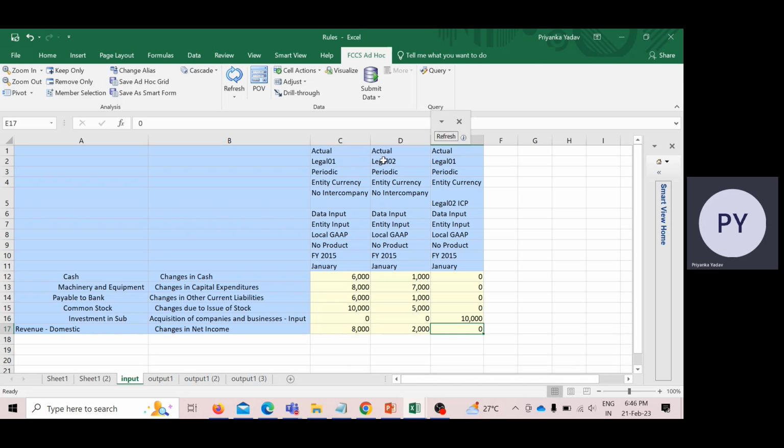These entities, I have already created their ICP entities. Investment in sub has been entered in the respective ICP. So legal 01 is the holding entity. Its subsidiary is legal 02, where it owns 90% share. Legal 01 holds 90% share of legal 02 by making an investment of 10,000. So this data I have already input. We will run the consolidation and see what the output is.